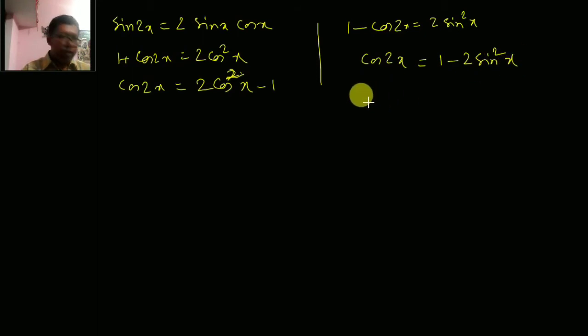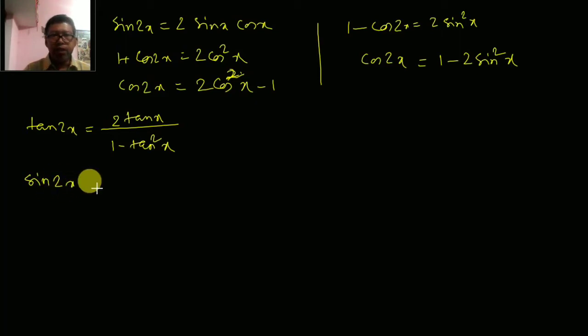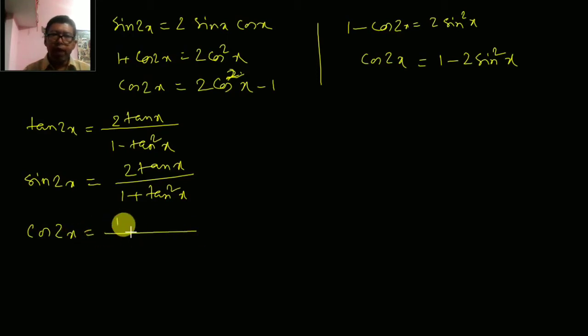Next you can write tan 2x. What is tan of twice x? Tan 2x is equal to 2 tan x divided by 1 minus tan square x. You can write sin twice x. Sin twice x is equal to 2 tan x divided by 1 plus tan square x. Next, cos twice x is equal to 1 minus tan square x divided by 1 plus tan square x.